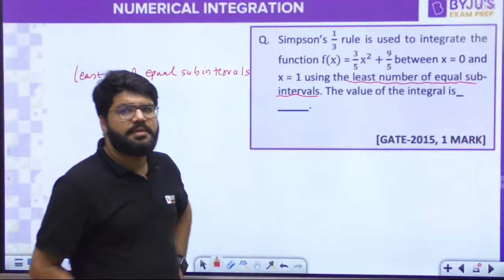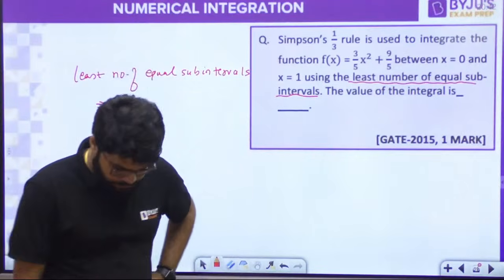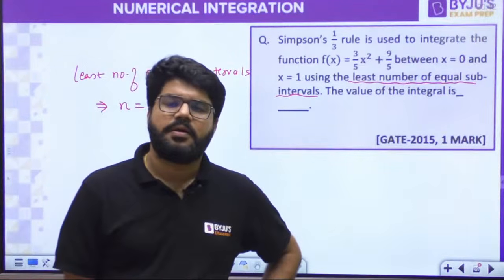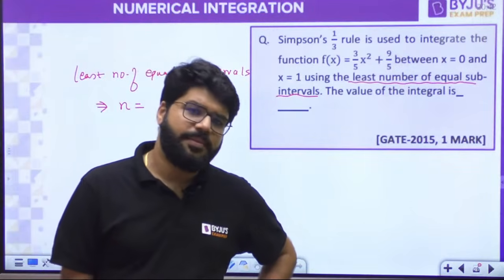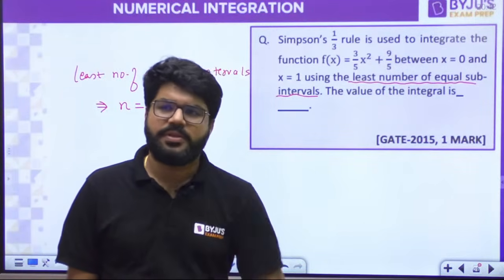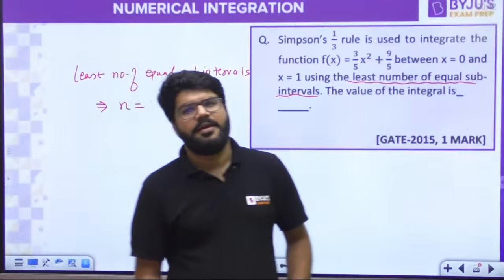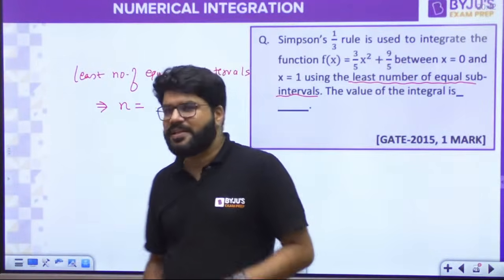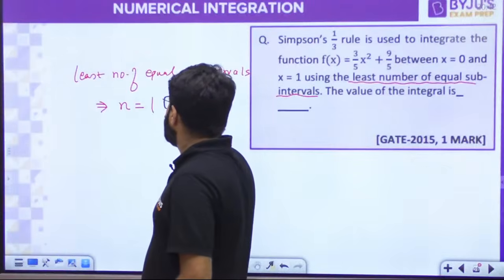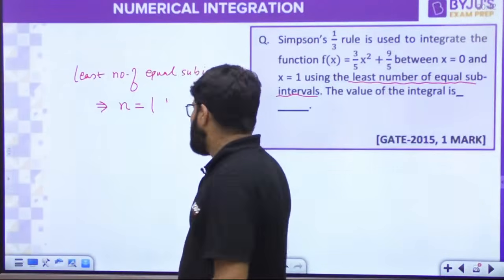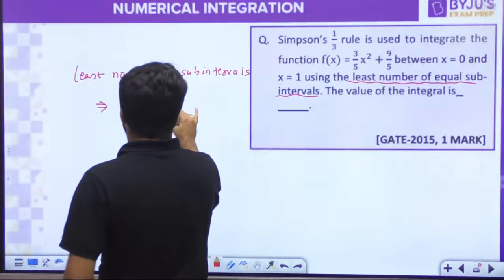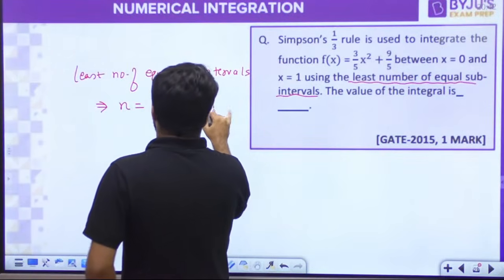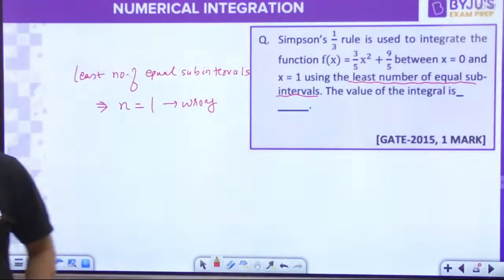Least number of equal subintervals. Tell me, anybody? What is the least number of equal subintervals? How much n will we take? Yes, that is what the question will trap you in. Is n equal to 1? This is wrong. n equal to 1 is wrong.